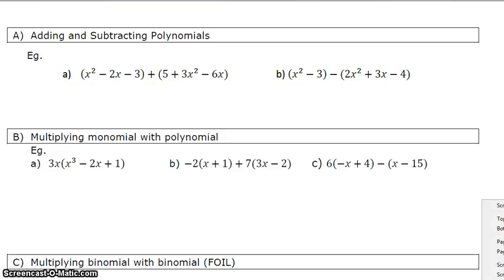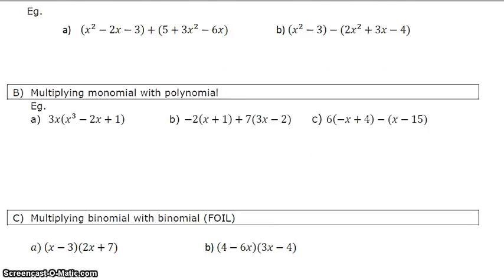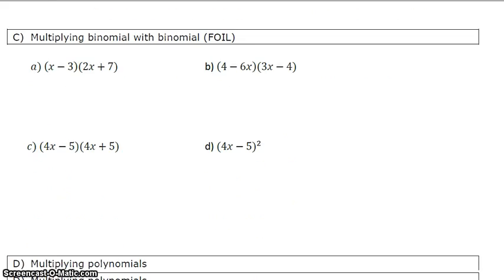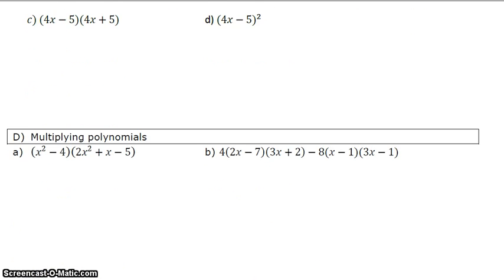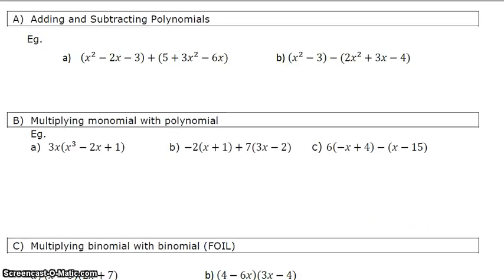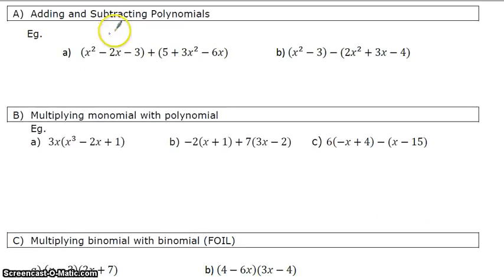So we need to know how to add and subtract polynomials. You learned it in younger grades. And then we'll start multiplying monomials with polynomials, multiplying binomials with binomials, and then multiplying polynomials, and the exercises are there at the back. So let's add them. The rule is you can only add or subtract like terms. Like terms mean the variable parts are exactly the same.